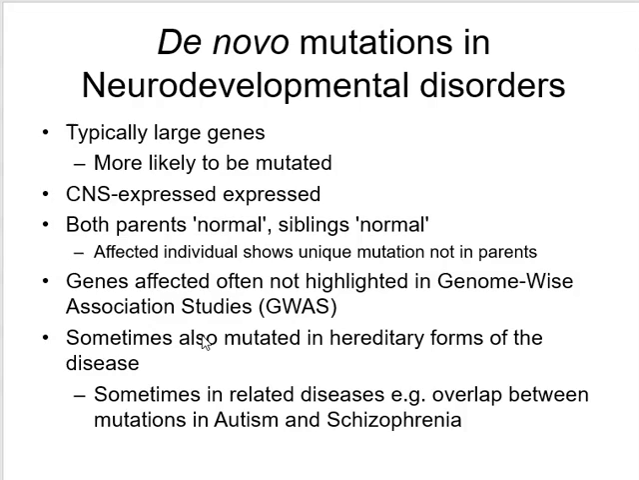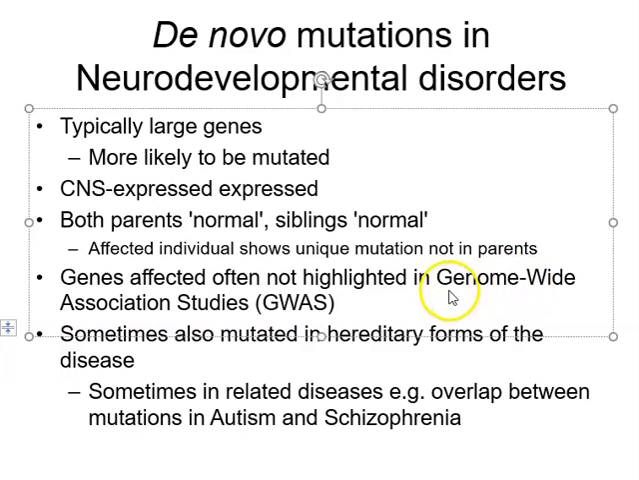Now this high frequency of de novo mutations might also explain why the genes that are cropping up in this sort of study are not genes highlighted in genome-wide association studies. And obviously that should have said genome-wide association studies, and I've just corrected that typo. So genome-wide association studies track inheritance of specific regions of DNA between parents and offspring and see whether that tracks with the presence or absence of disease.